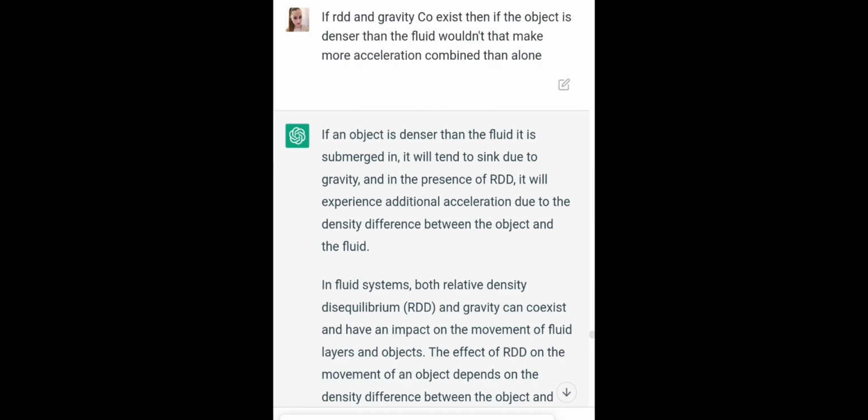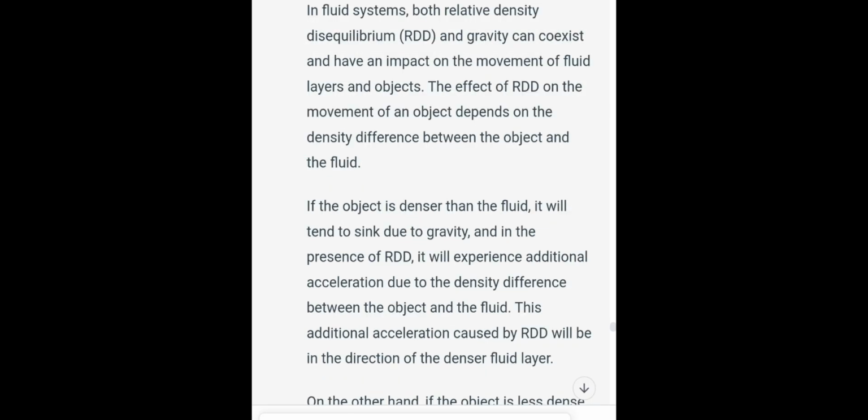The effect of RDD on the movement of an object depends on the density difference between the object and the fluid. If the object is denser than the fluid, it will tend to sink due to gravity, and in the presence of RDD, it will experience additional acceleration due to the density difference between the object and the fluid. This additional acceleration caused by RDD will be in the direction of the denser fluid layer.